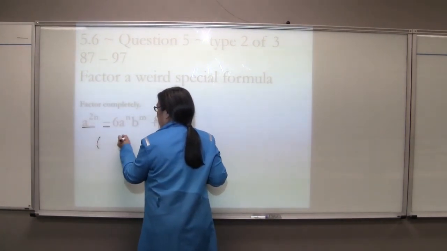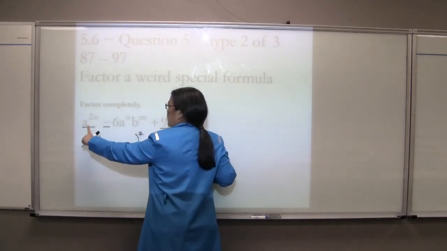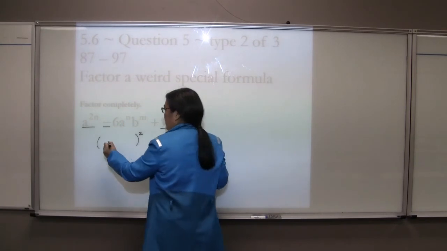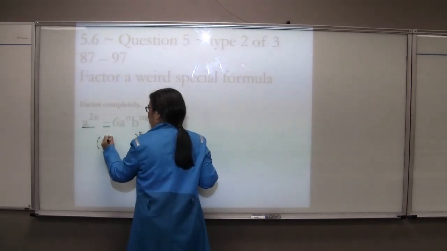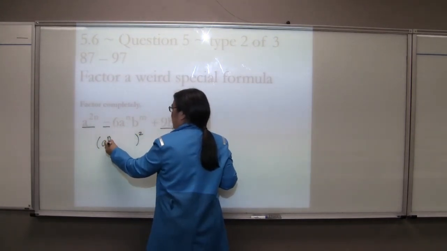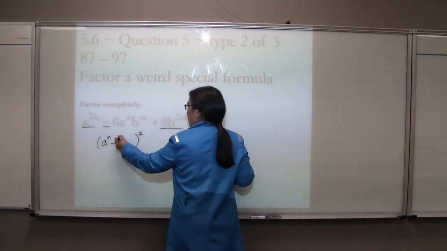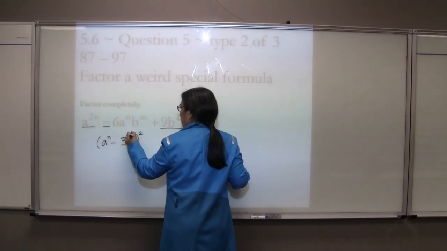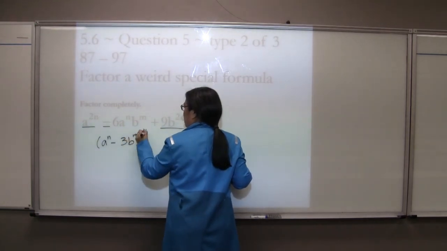Remember that this is going to give us something squared. So we're going to break this up. There was a to the 2n, so when we break it up, it'll be a to the 1n. This is the symbol that goes in the middle. 9 breaks up as 3. B to the 2m will break up as b to the 1m. And that is our answer.